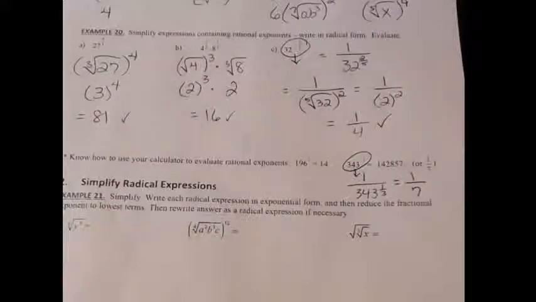Simplify radical expressions. So we're going to write each radical expression in exponential form and then reduce the fractional exponent to lowest terms. We're then going to rewrite the answer as a radical expression if necessary. Okay? This one's going to be really interesting.